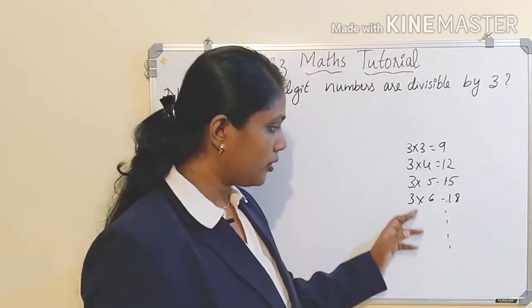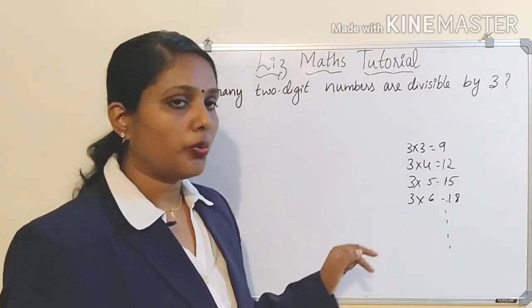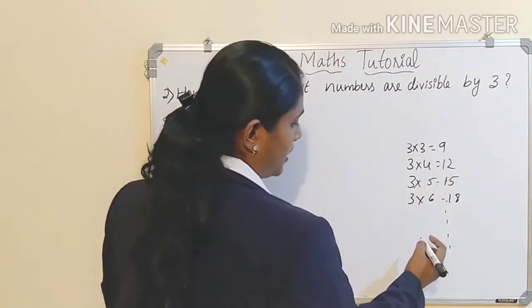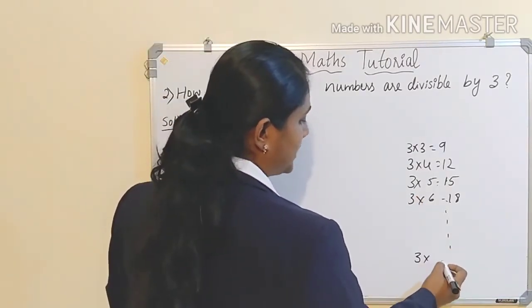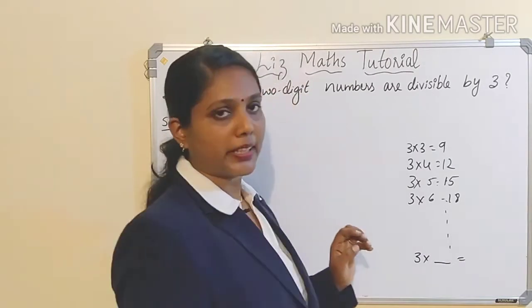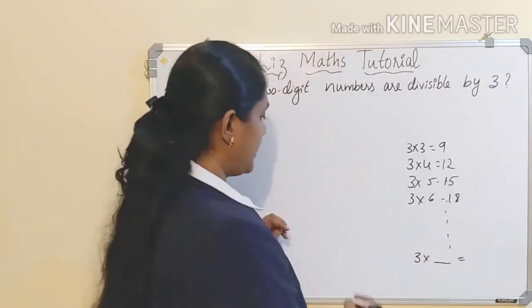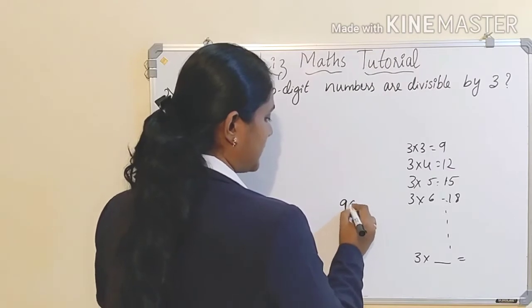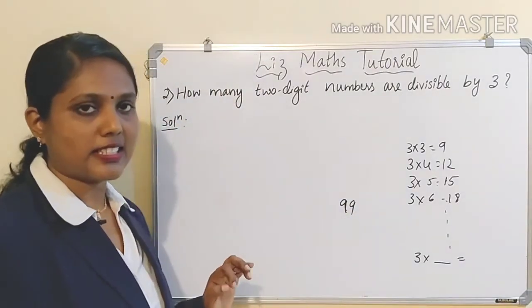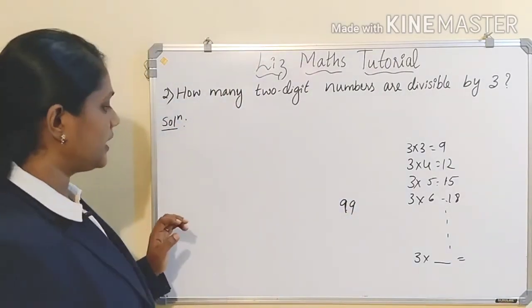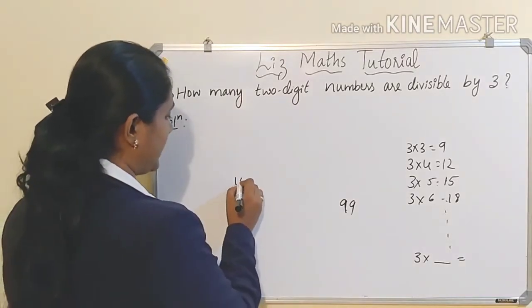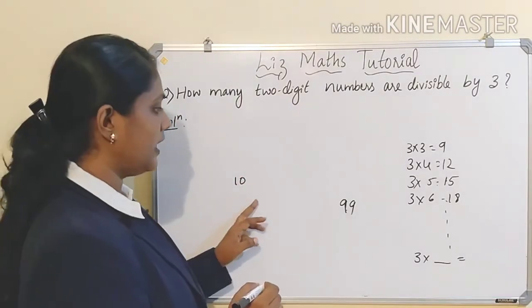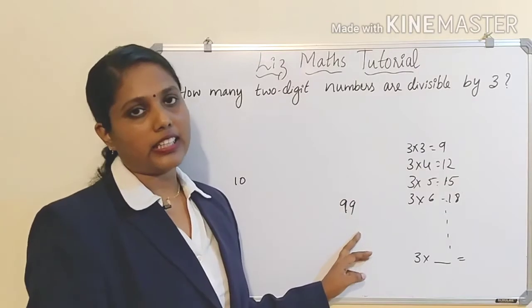See, when you go for the 2-digit numbers, what can you find here? If you go for 3, what is the last number you are getting? You know that for 2-digit numbers, 99 is the last number. The 2-digit numbers begin with 10 and go till the last number, 99.